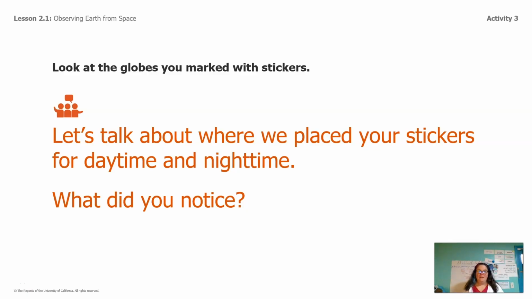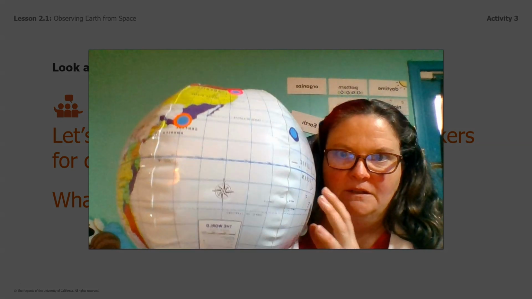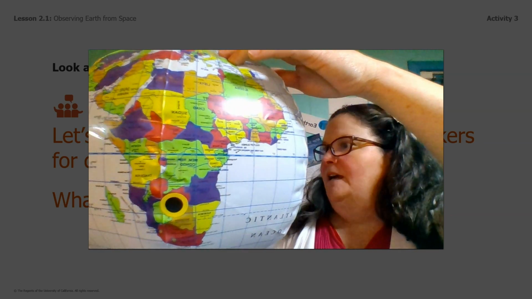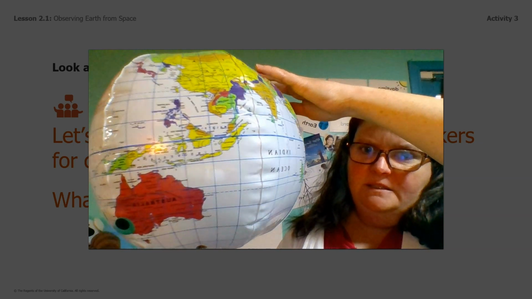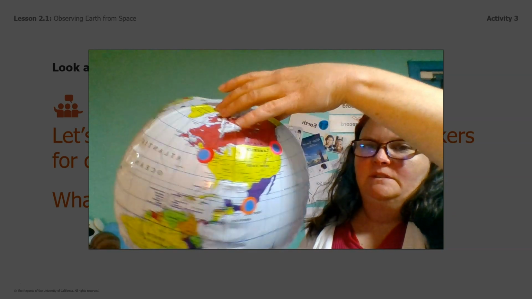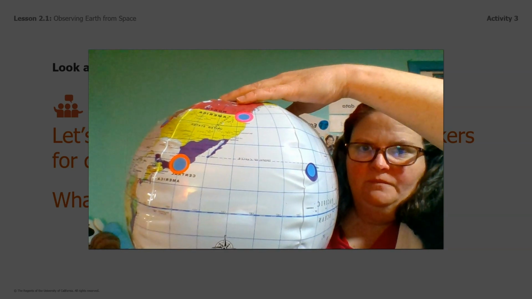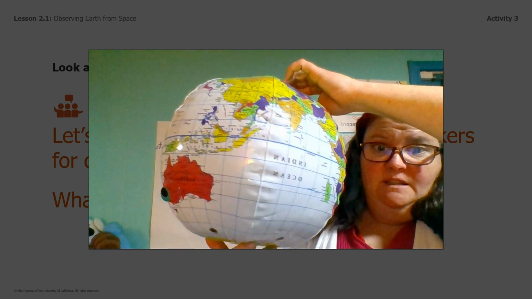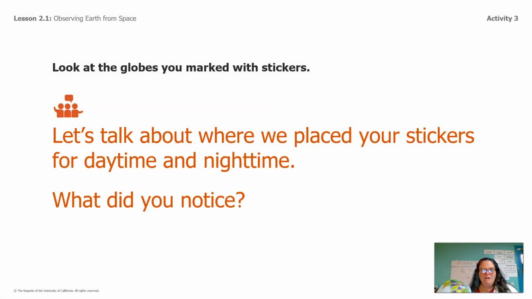Okay. Before we end off, let's look at where we placed our stickers and where it's daytime and nighttime. So I'm going to make myself big again. So if you look, these three stickers say daytime. This sticker says nighttime. And so does this sticker. So these ones say nighttime, and these ones, all four of these show daytime. Did you guys notice that? So these ones all say day, and these both say night. So what do you think that noticing means?